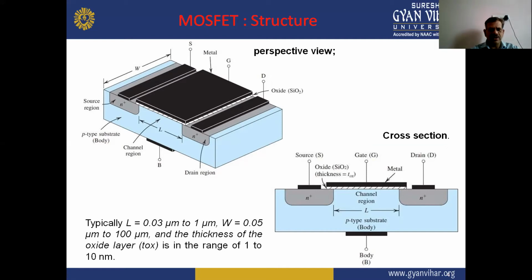Perspective view of the MOSFET structure, and cross section of the MOSFET structure. So there are three terminals: source, gate, and drain, and also an oxide layer, that is the SiO2, and the thickness of this layer is kept very minimal, and also there is a channel region which has the length L, and also a p-type substrate here that we have as a body. So there are a total of four terminals in the MOSFET device. One is source, second is gate, third is drain, and fourth is substrate, that is the body terminal.